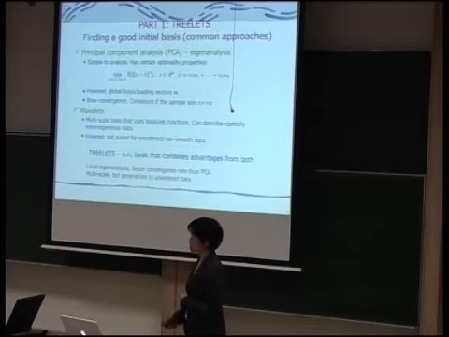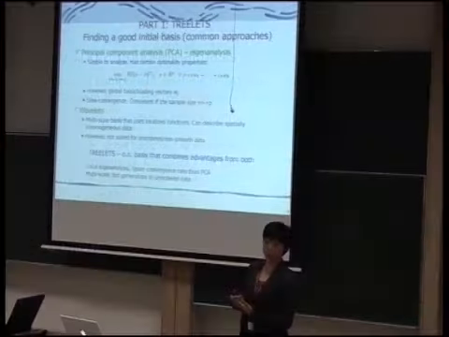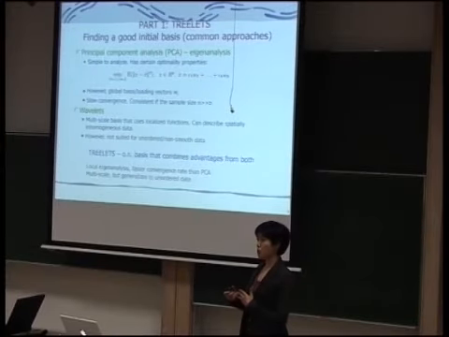So first, feature extraction. Treelets is an orthonormal basis that combines some of the advantages from both PCA and wavelets. As in PCA, it's data-driven. It performs an eigenanalysis of the covariance matrix, but the analysis is local. The method also has a faster convergence rate than PCA, and that makes a difference when sample sizes are small compared to the dimension.